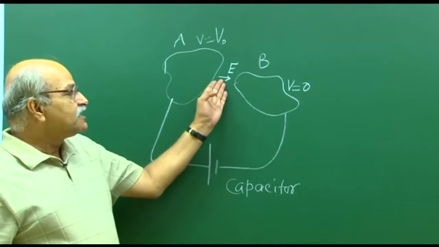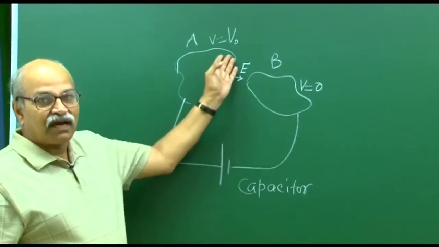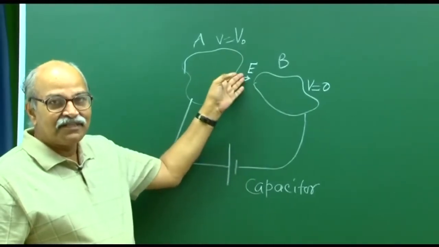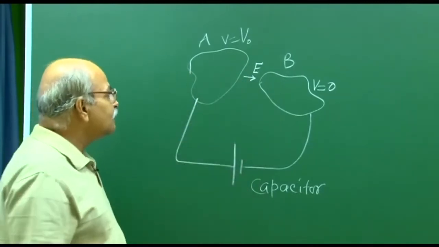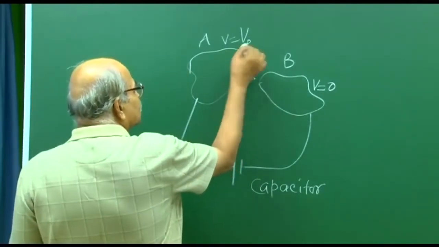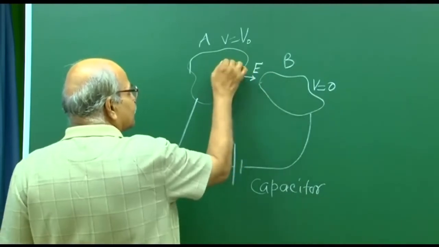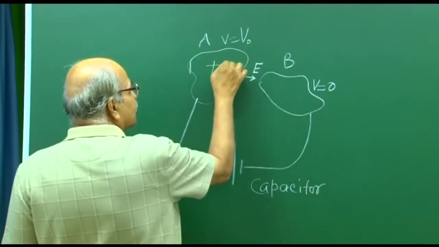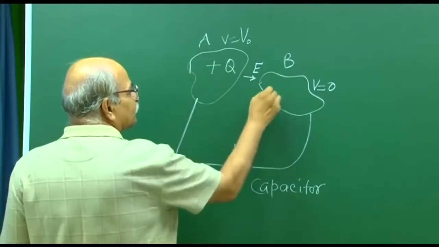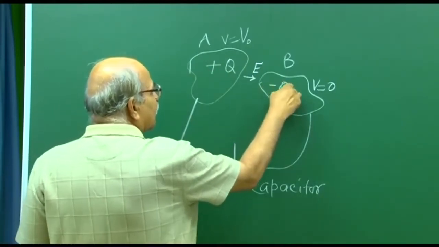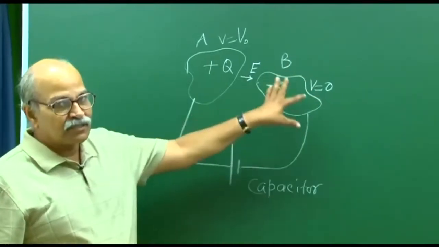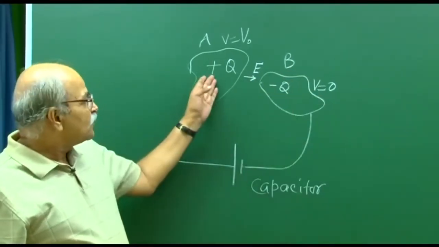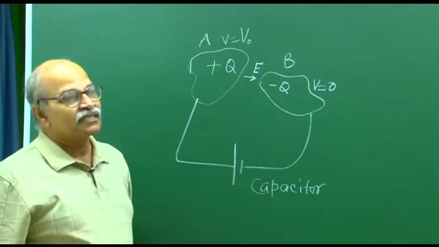And if the electric field is there, you must have charges which are producing this electric field, and so by connecting it to this cell, you bring some charges on the conductors. On this conductor, let us say we bring plus q charge, and on this conductor we bring minus q charge. Everything is neutral, it is only the redistribution of charges. So, if plus q appears here, minus q appears here.